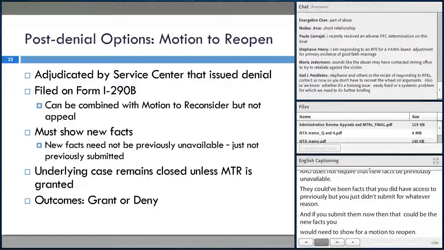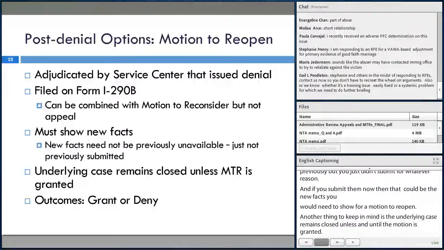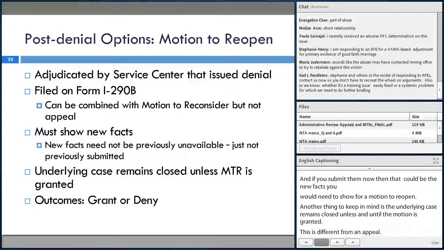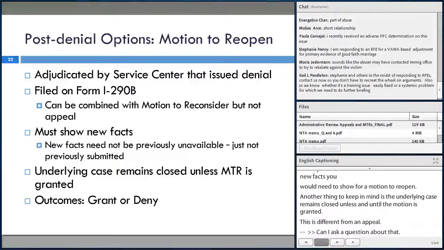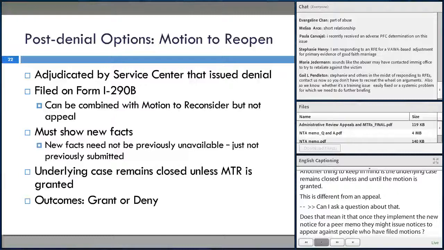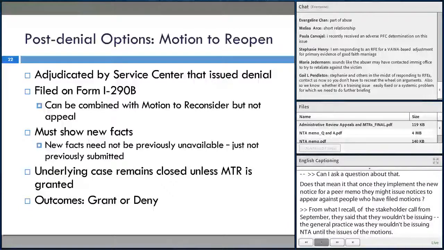And then can I ask a question about that, Amy? Does that mean that once they implement the new notice to appear memo, they might issue notices to appear against people who have filed motions to reopen or reconsider and have not filed an appeal? From what I recall of the stakeholder call from September, they said their general practice was that they wouldn't be issuing NTAs until the expiration of the appeals and motions period. So what I took from that was that they wouldn't be issuing NTAs if there was a pending motion either. I think we'll see in the next few months or the next year how things actually play out, but that was my interpretation.